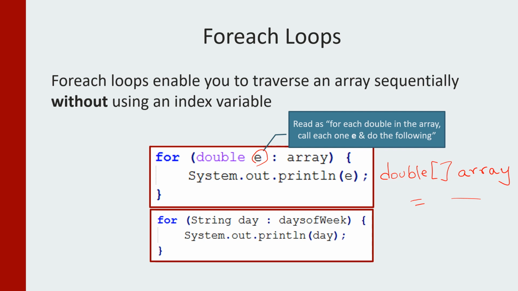Here's just another example. For string day in days of week, system.out.println day. So you can imagine here with a string array called days of week, which is Monday, Tuesday, Wednesday, and so on, it'll just print out each of those days. So this is a way to traverse the array called days of week.